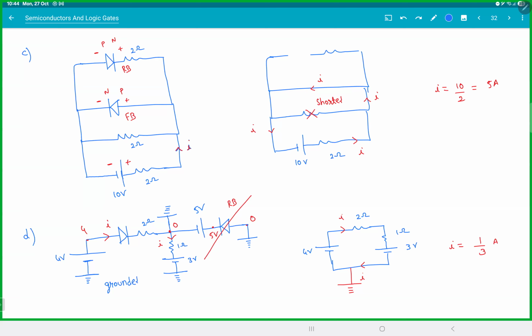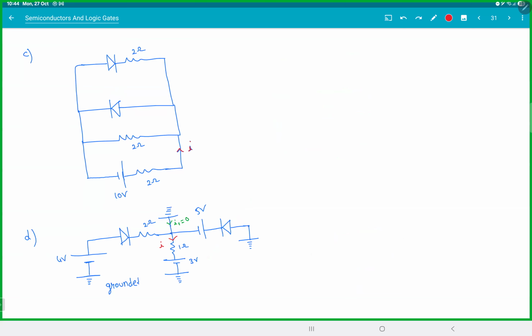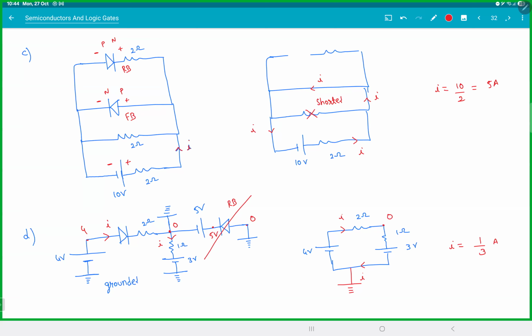4 minus 3 is 1 by 3, right? Wait, what are you saying? So you're saying this is grounded, so 0. And then I think I need not give this current. You're right, Purvaja. I can solve without giving that current actually. I can even ask you that question also. What is the current flowing through that? So this is the current now.